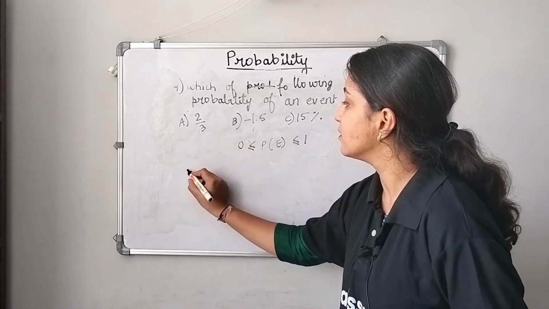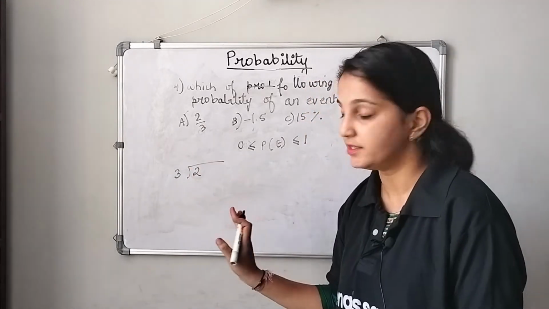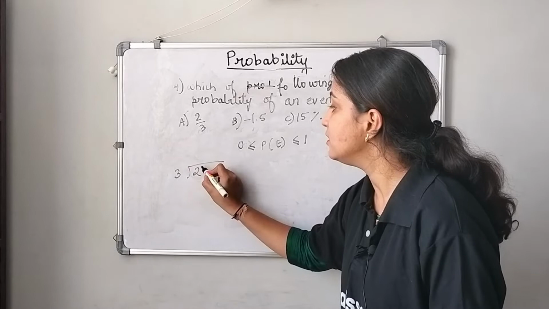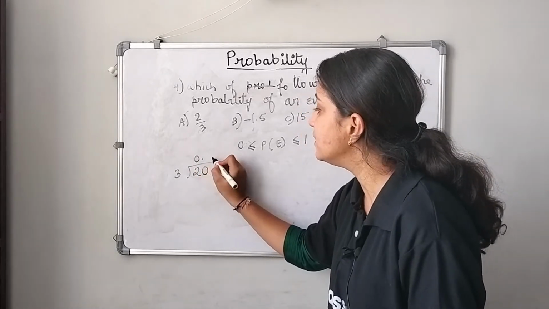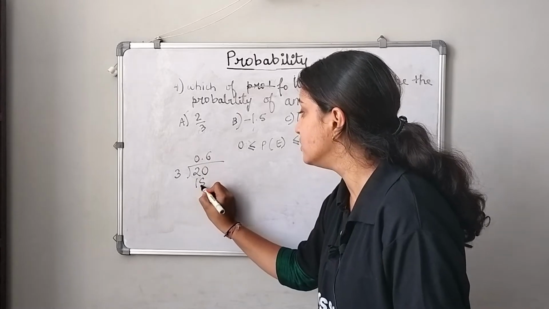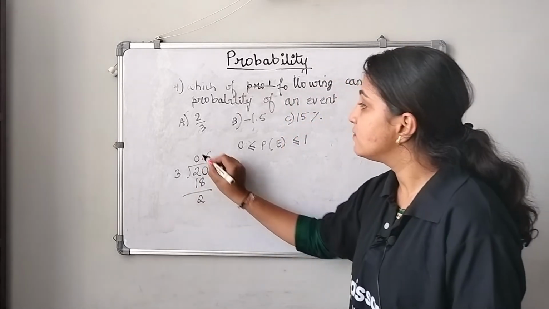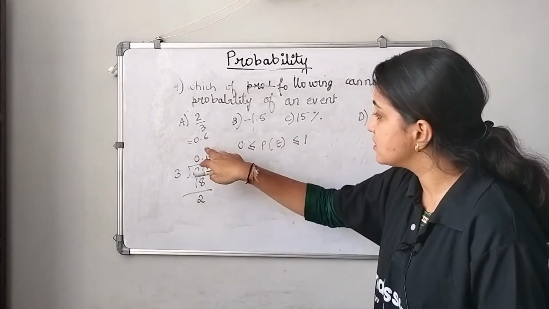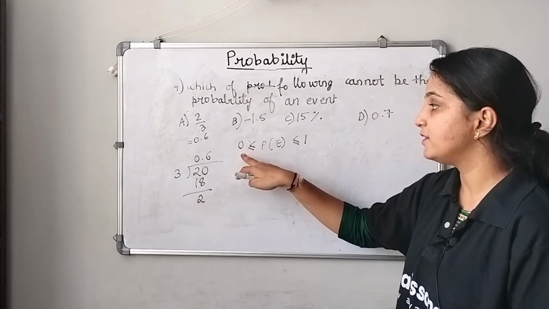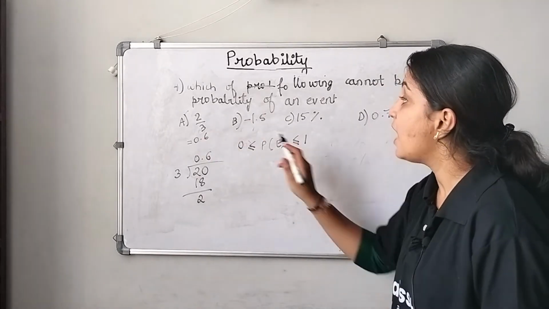Now 2 upon 3. What is 2 upon 3? 3 here, 2 here. Divide this and get the answer. I'll take 0 point here and a point here. This will be 3 sixes are 18, so this will come 2. The answer will be 0.6 something. So this definitely comes between 0 and 1. So this will be a probability.